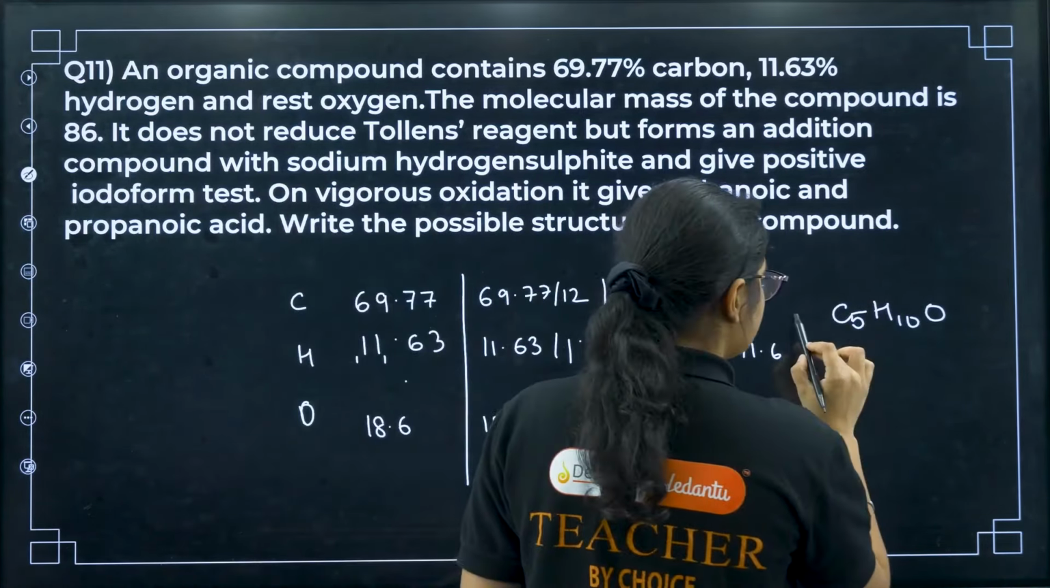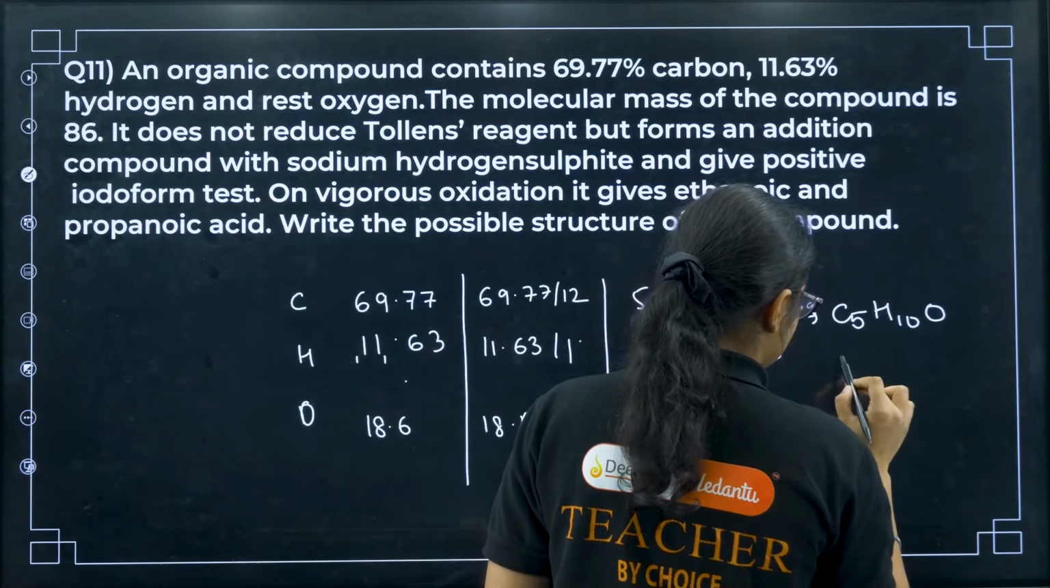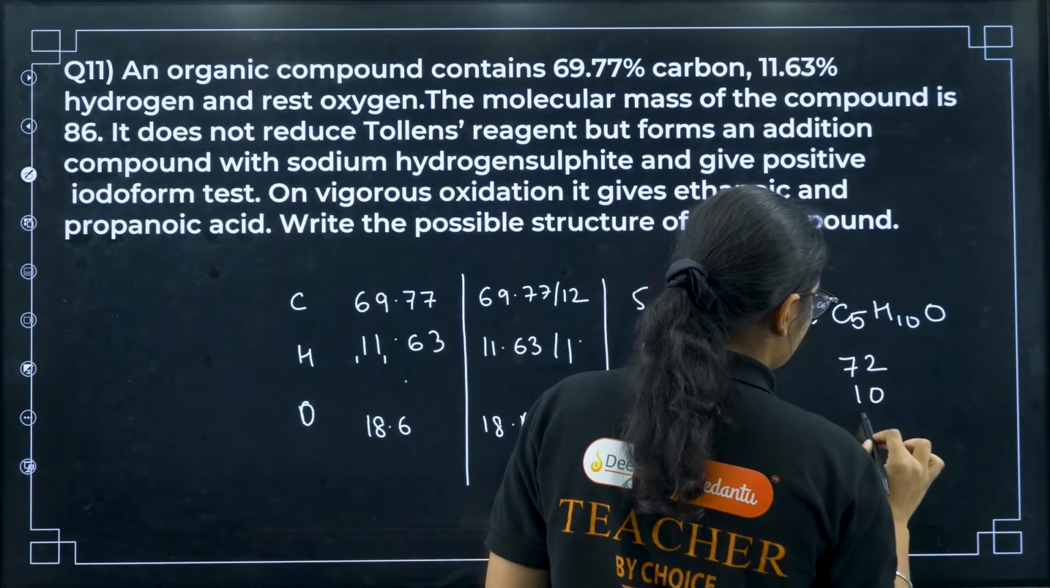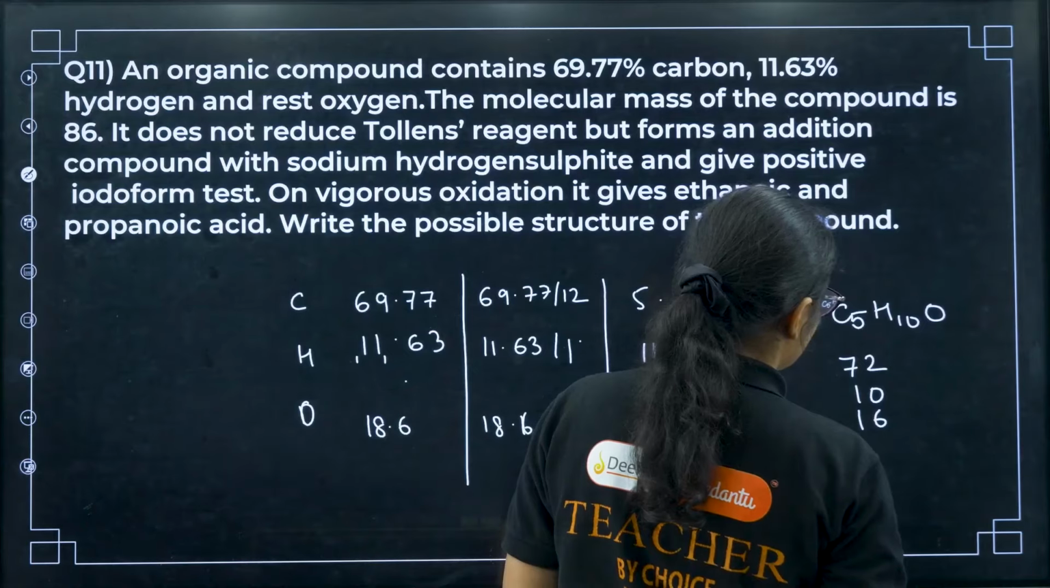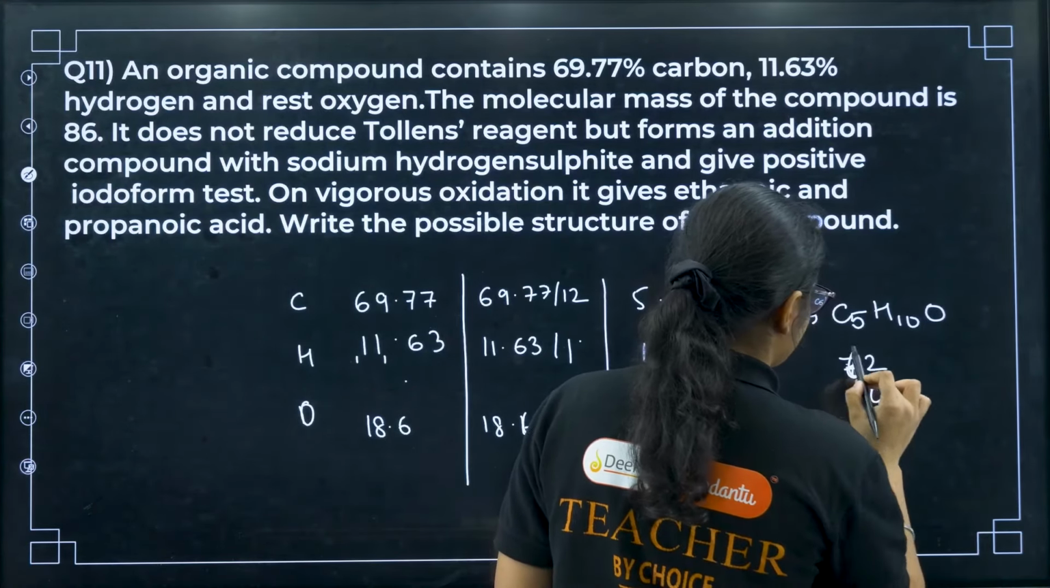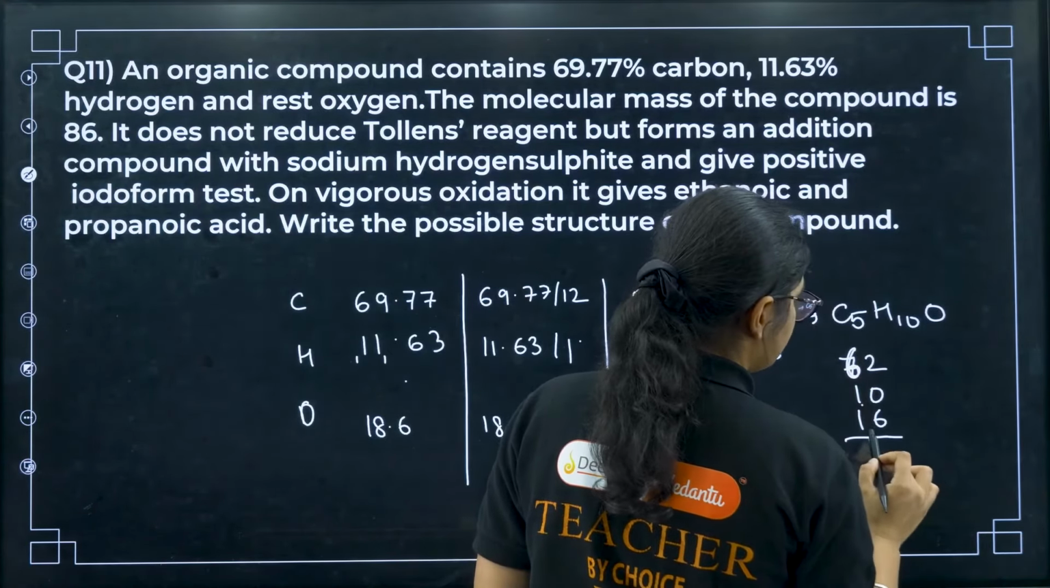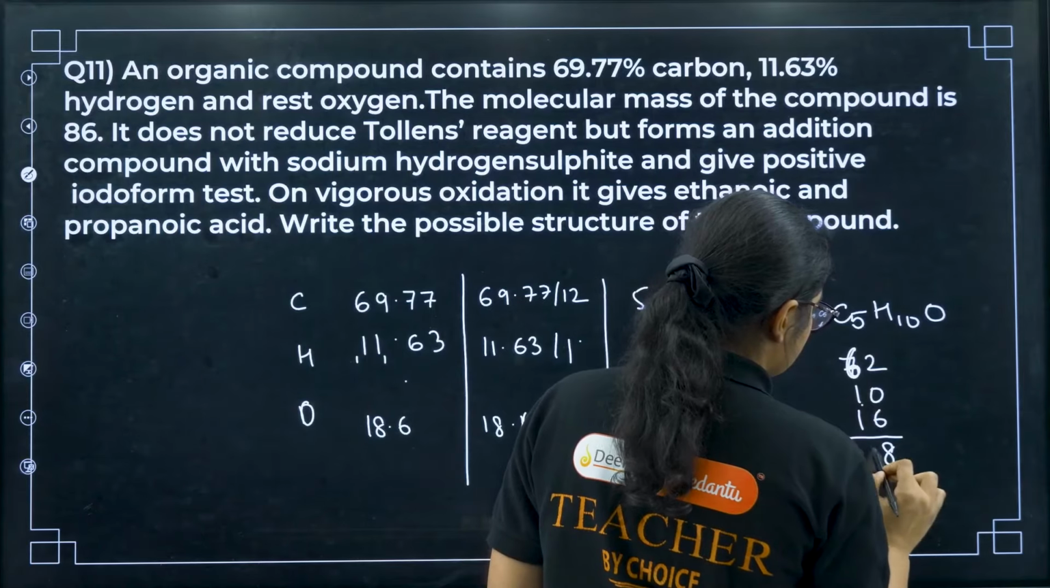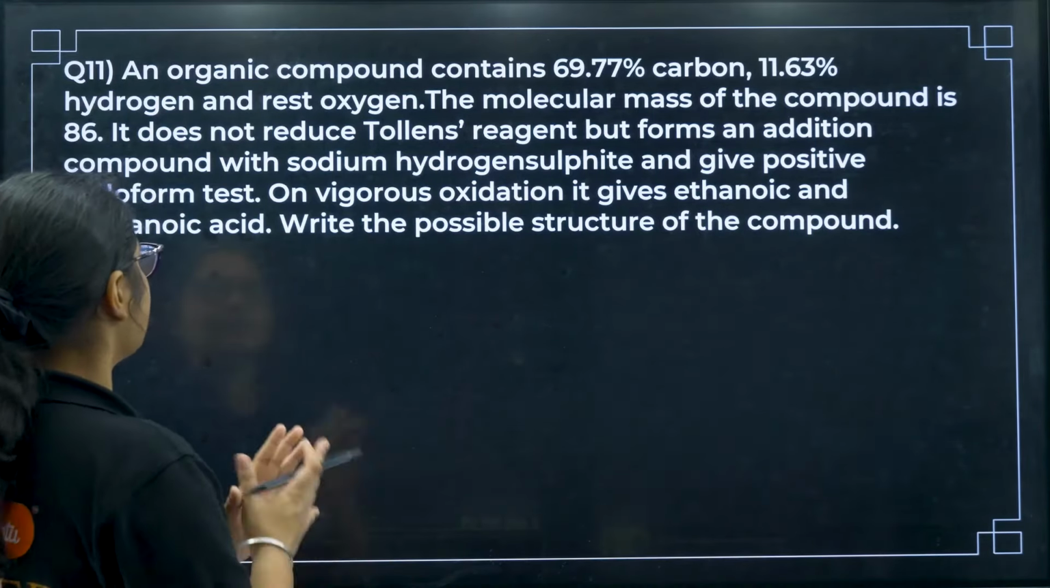Now what is the formula mass here? 12 fives are 60, plus 10 and 16, so I will get 86. So let us see this part now.